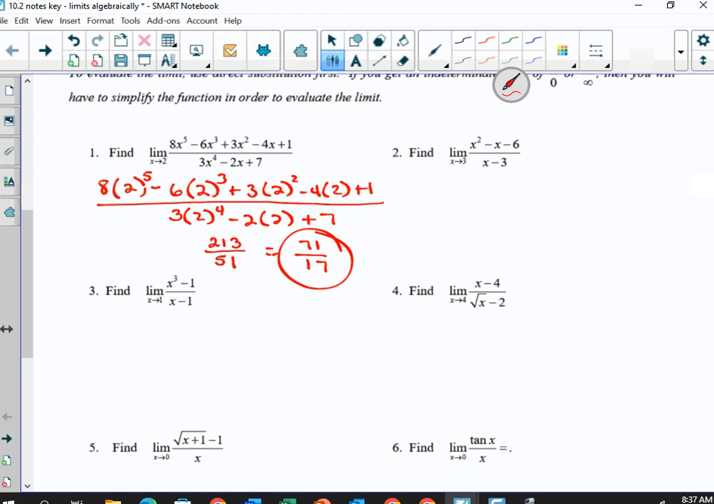Okay. All right, guys. Let's look at number 2. So, guys, number 2, what happens if I plug 3 in? 0. I get, oh no. Okay, so let's factor. Now, guys, notation.